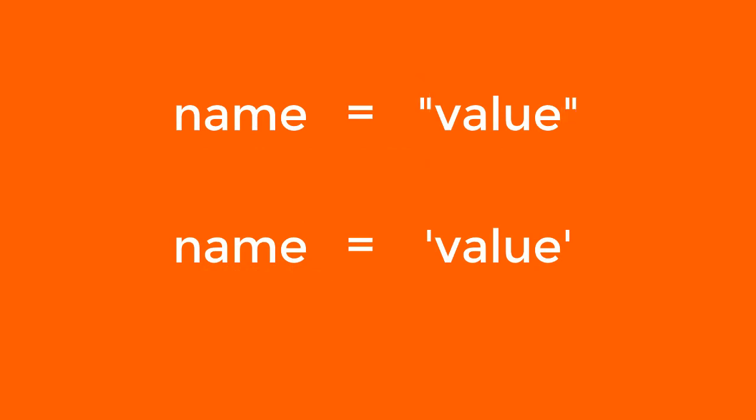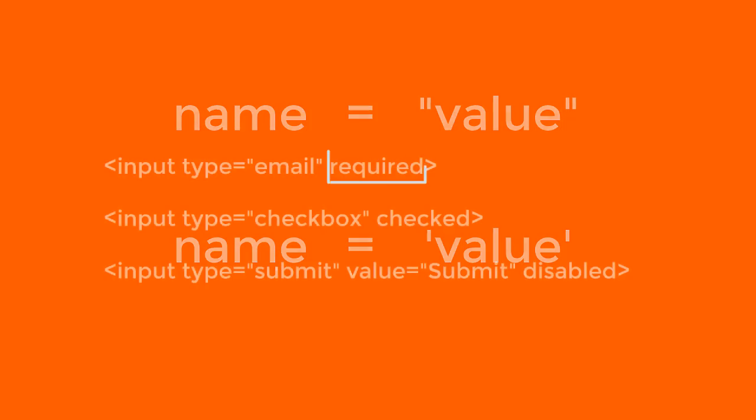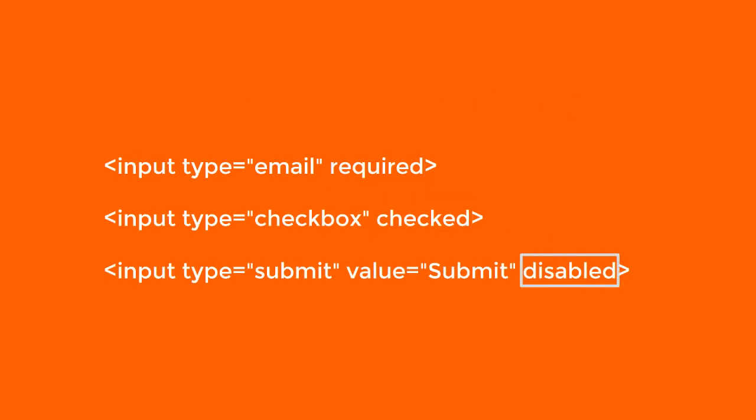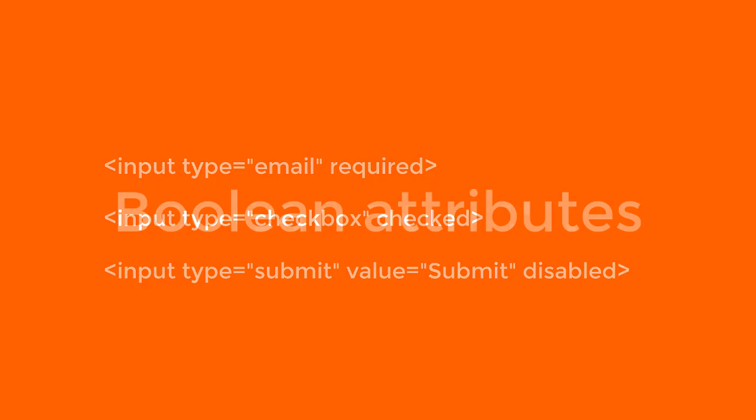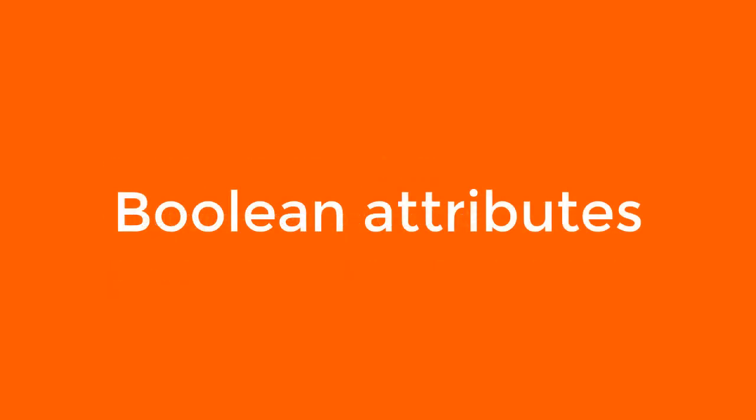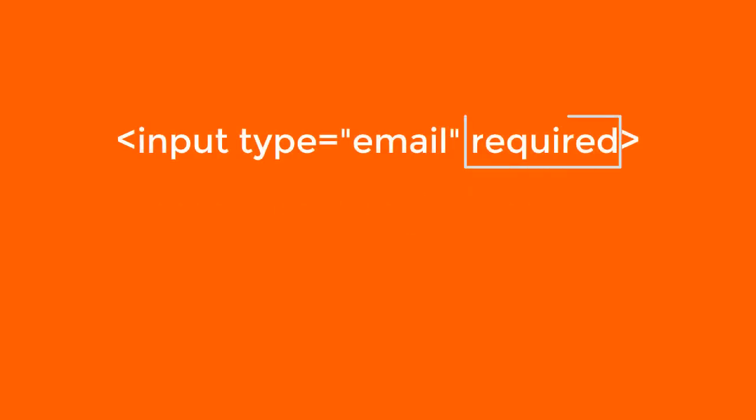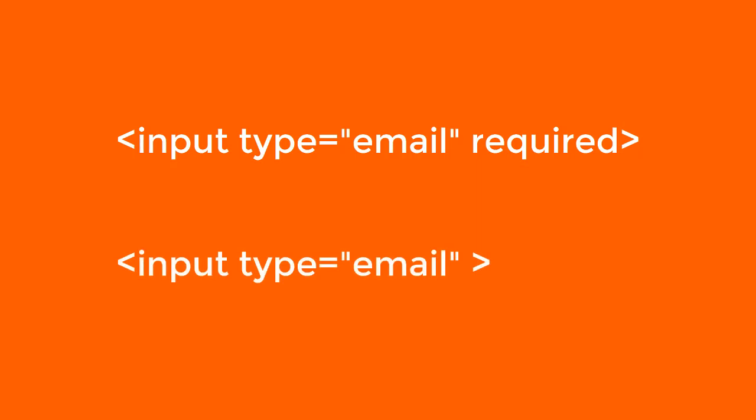In HTML5, certain attributes such as required, checked, and disabled do not consist of the name-value pair, but the name only. Such attributes are called Boolean attributes because they can be either true or false. How does this work when they do not take any value? The presence of a Boolean attribute on an element represents the true value, and the absence of the attribute represents the false value. Some attributes are required for certain elements.